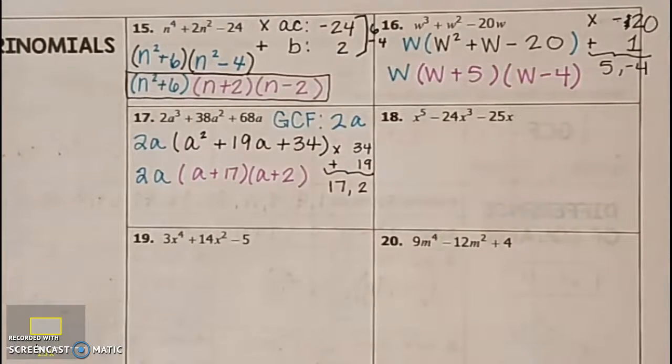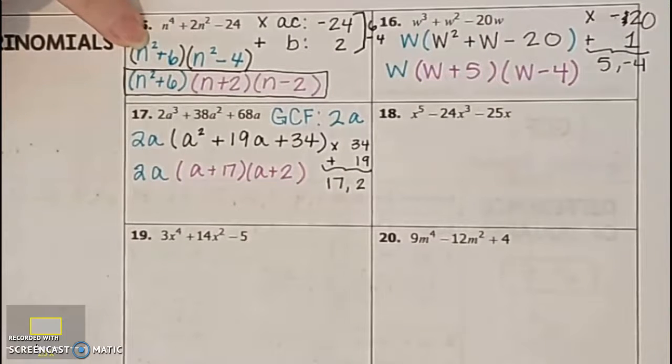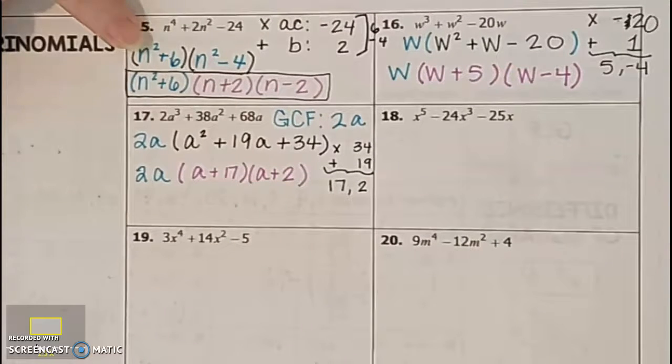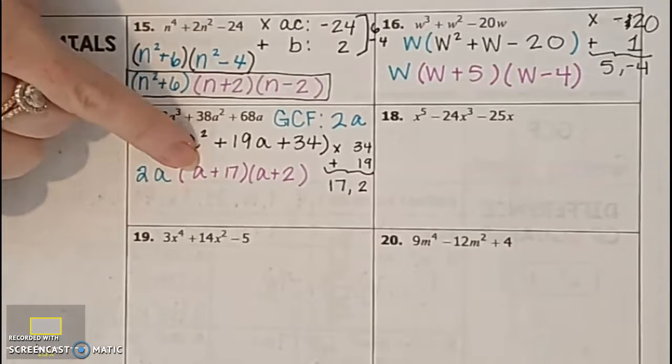All right, number 18, you'll notice this is a quintic trinomial, so we're going to have to factor it like a quartic. Okay, now remember, it's the same way, except when we factor it, we get these squared terms, like right here, n squared, instead of just our linear term, which is what we have here, like a.